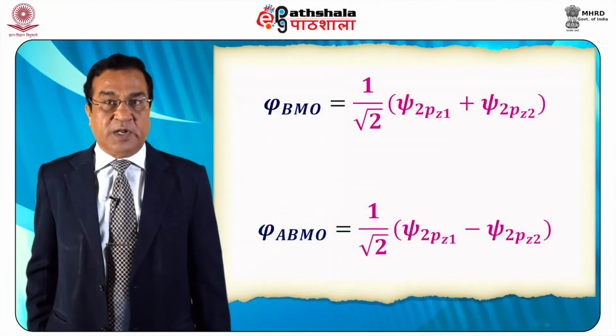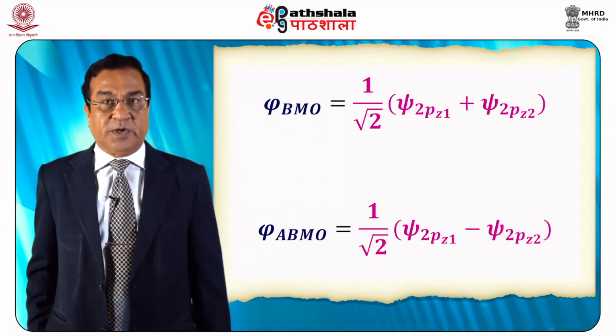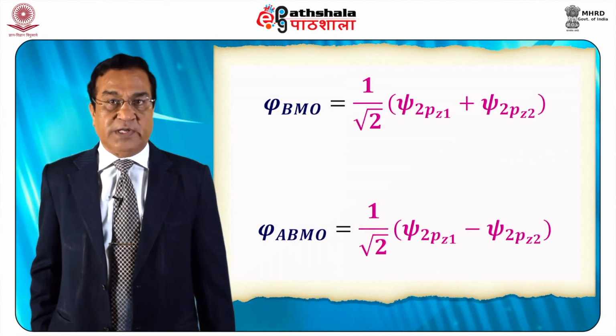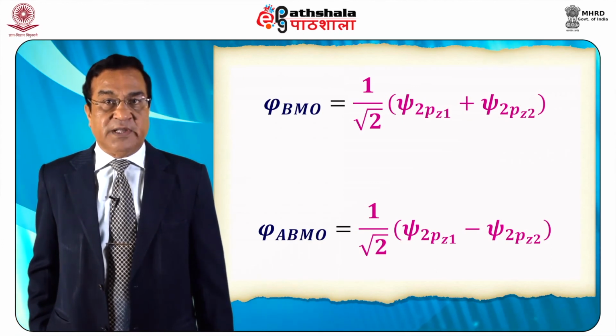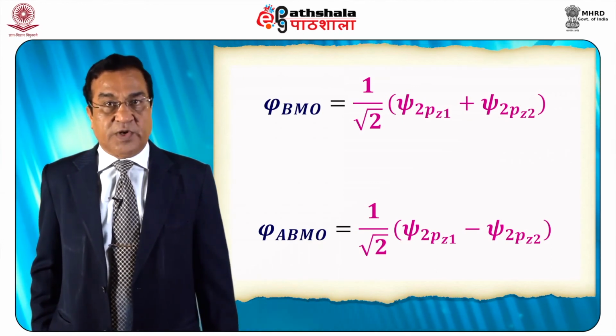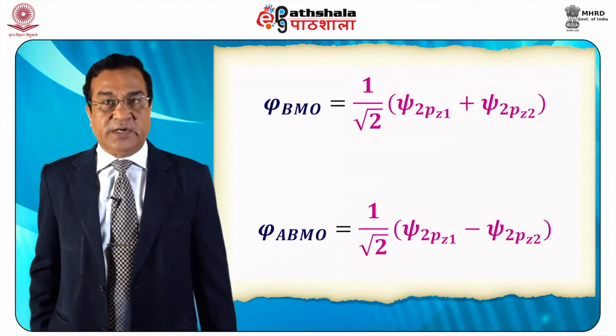We applied this method to ethylene molecule and we found that the wave function for the bonding molecular orbital is equal to 1 upon under root 2 (psi 2pz1 plus psi 2pz2), while the wave function for the corresponding anti-bonding molecular orbital is 1 upon under root 2 (psi 2pz1 minus psi 2pz2). We also noted that the energy of the bonding molecular orbital is alpha plus beta, and that the corresponding total pi electron energy of the ethylene molecule would be 2 alpha plus 2 beta.